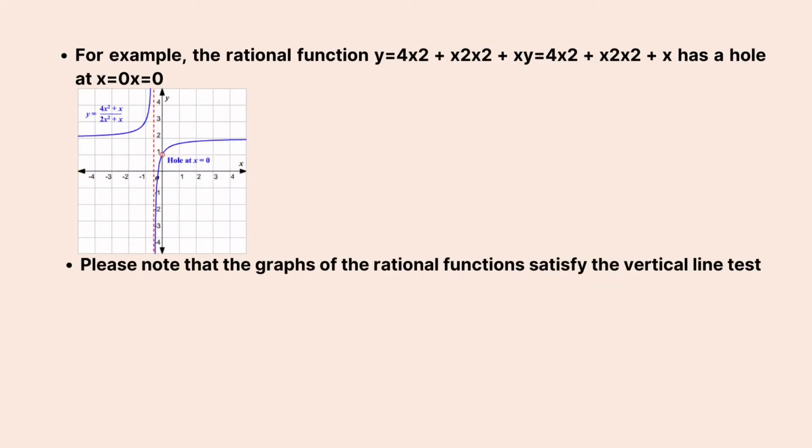For example, the rational function y = 4x²/(2x² + x) has a hole at x equals 0. Please note that the graphs of rational functions satisfy the vertical line test.